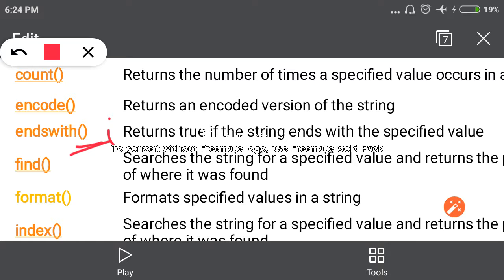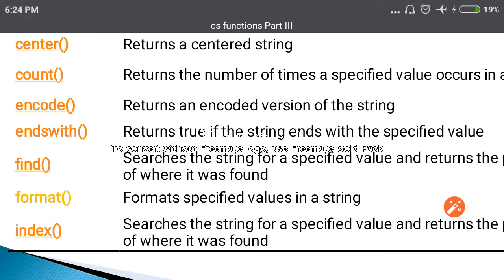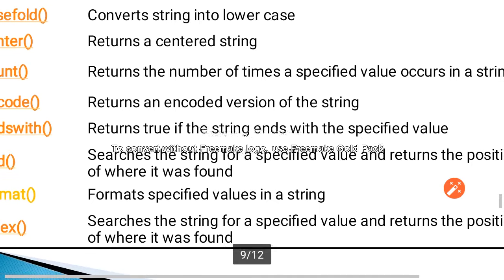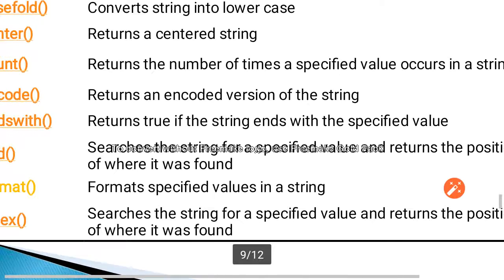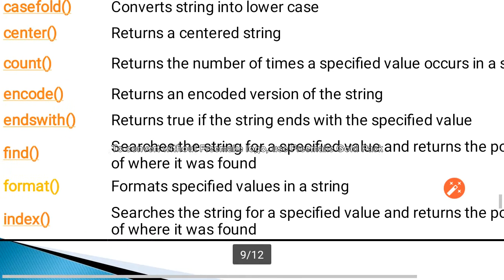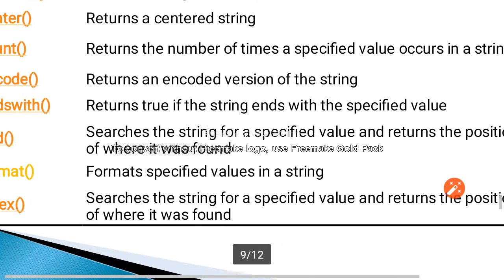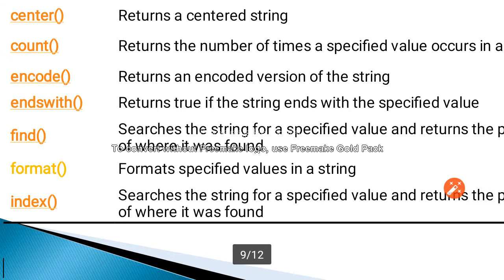Okay, then find. In the same way, find searches the string for a specified value and returns the position of where it was found. Then format specifies values in a string, and then index searches the string for a specified value and returns its position where it was found. Getting it? So all these are the functions.